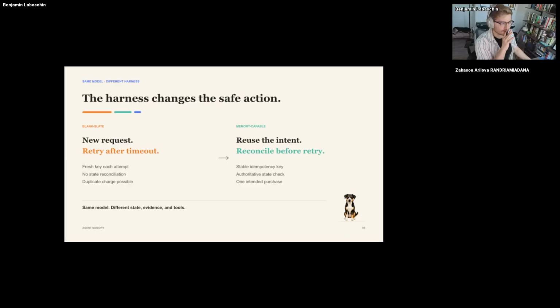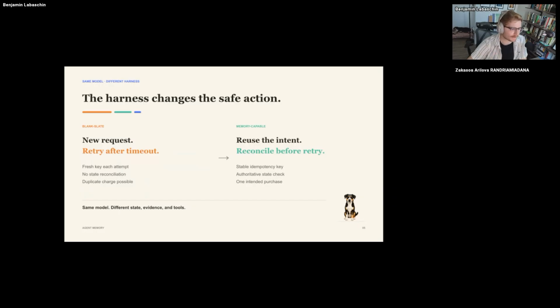So the blank slate agent might give you a retry after timeout because it's got no context, or it might give you something a little bit fancier, but for this case, this is what's happening. It gives you a fresh key after each attempt, no reconciliation for the state, and a duplicate charge is possible. With a memory capable agent, what it might do is grab information and then use that to solve the problem. We've seen that a lot if you use Claude or OpenAI. There's a lot of agents out there that have integrated memory, but we're going to talk more about where they can be better and where agents may be going today.